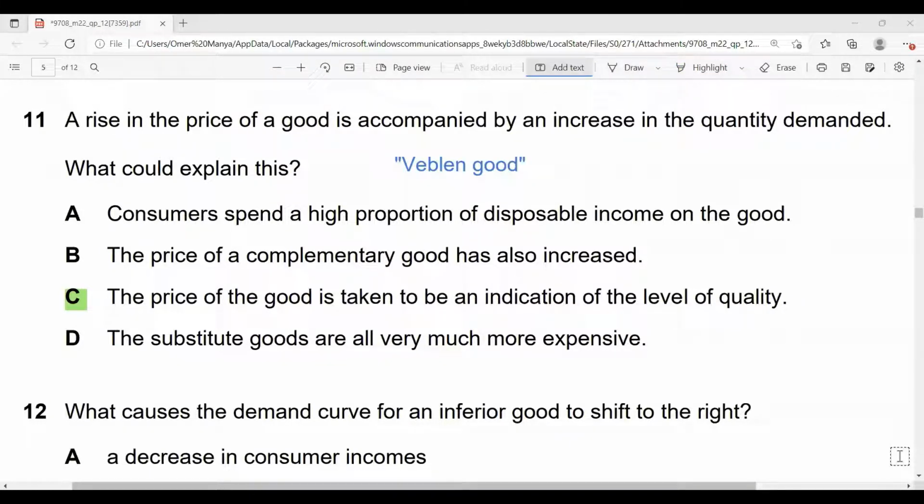They're considered an exception to the law of demand. In this case, as the price increases, quantity demanded also increases. So it's an unusual case.